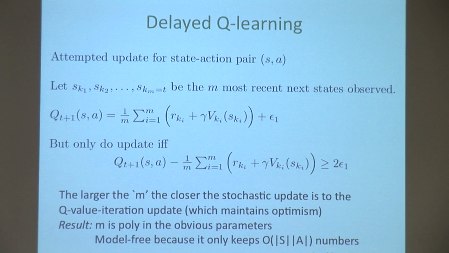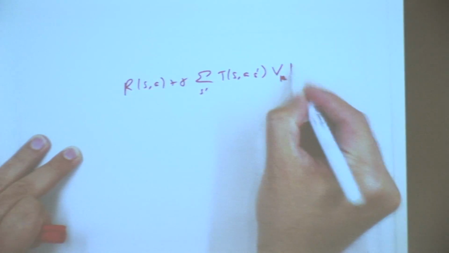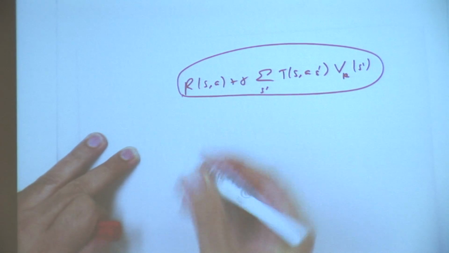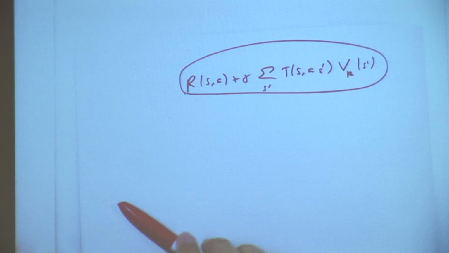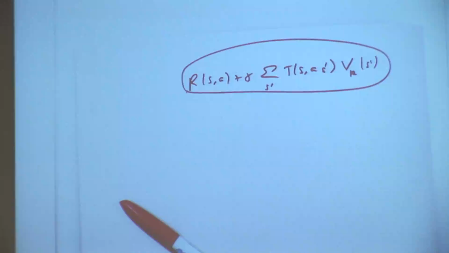I would have done the backup of R(s,a) plus gamma sum over s prime of T(s,a,s prime) V of s prime, whatever the value of s prime is, right? I would have done exactly the backup I would have done with Q value iteration, as if I had a model. We talked about this yesterday as well, right? If you can do multiple backups at the same state, then that's basically doing the model-based backup. So if m is large, I'm doing approximately the right backup.